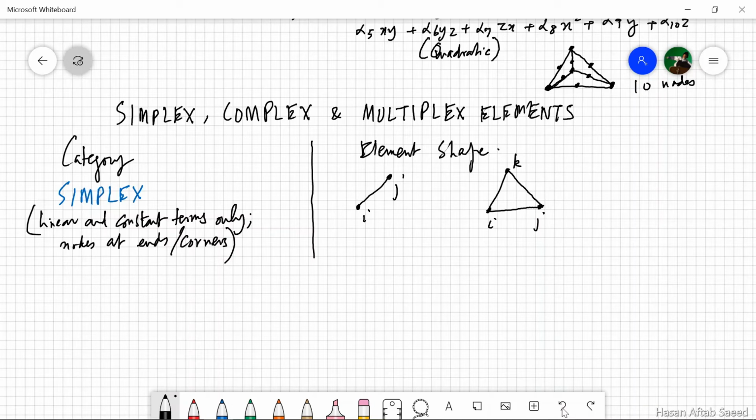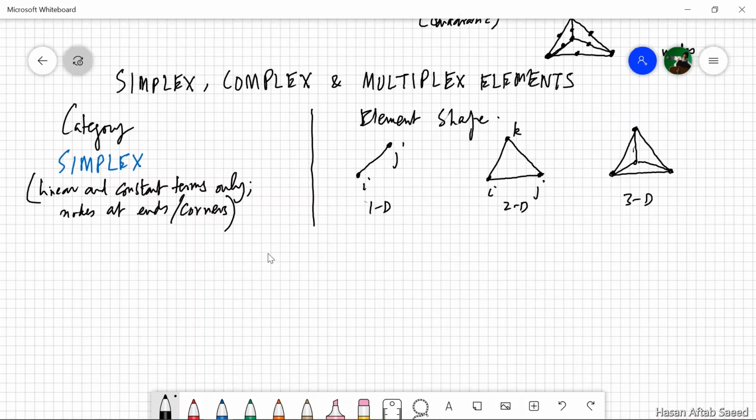You have also just seen a tetrahedron. We're talking about 3D here. Linear and constant terms and nodes only at the corners. These are simplex elements. Now, simplex may be a fancy word, but all it means is an element which doesn't have higher order terms. 1D, this is 2D, this is 3D, all are simplex elements.